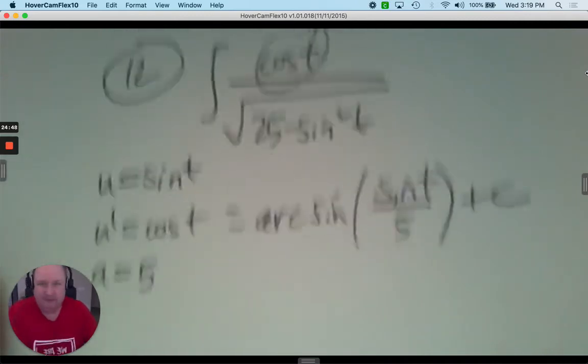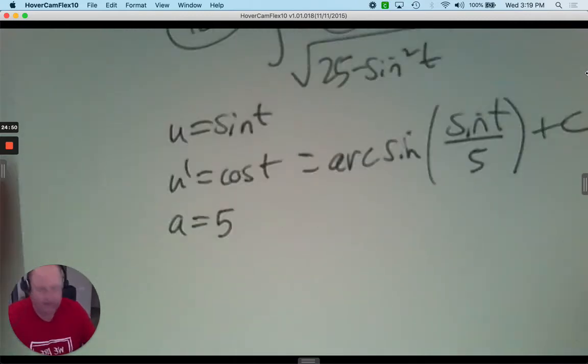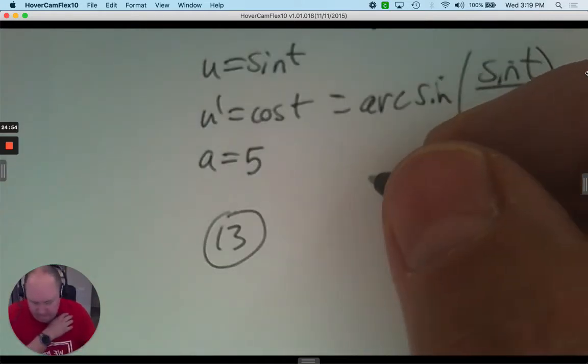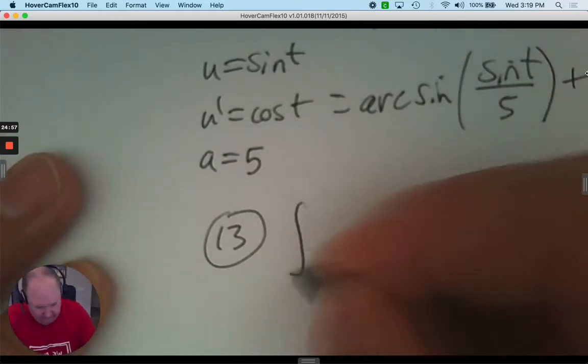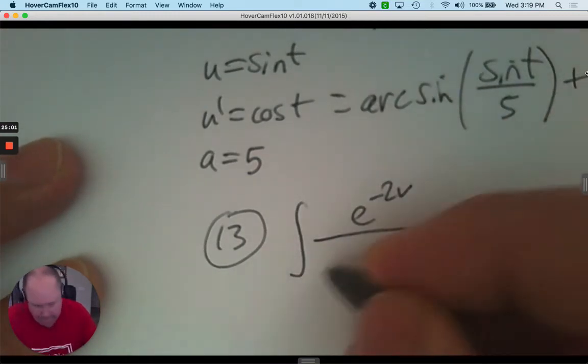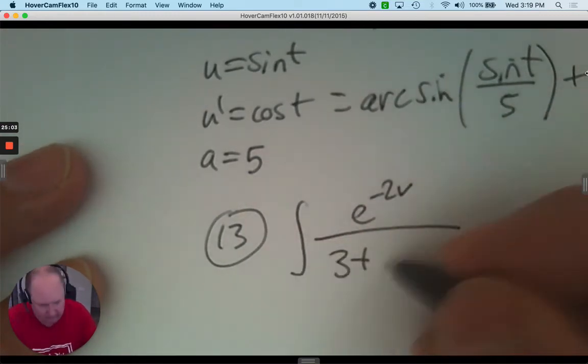Number 13. I wonder if you can challenge yourself and press pause and try it first. Let's see. E to the negative 2v. I mean, you should always do that, but if you need support, you need support.